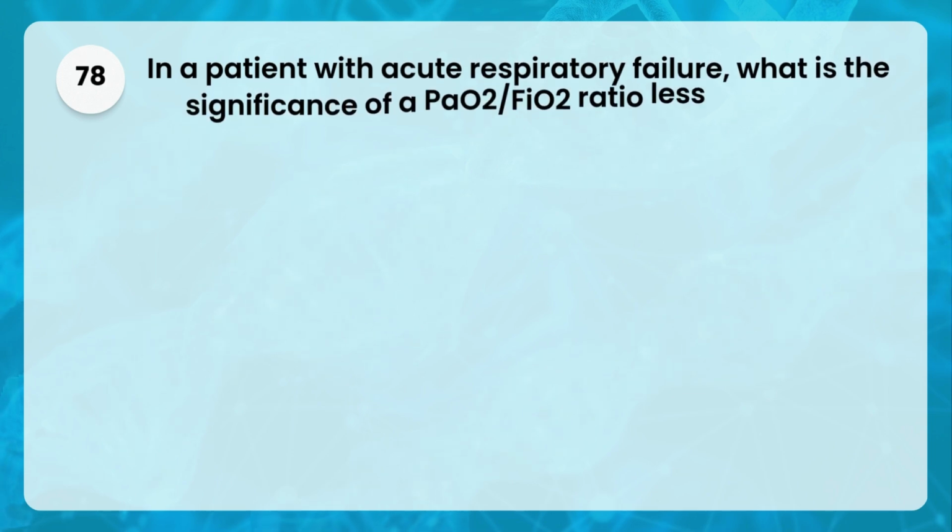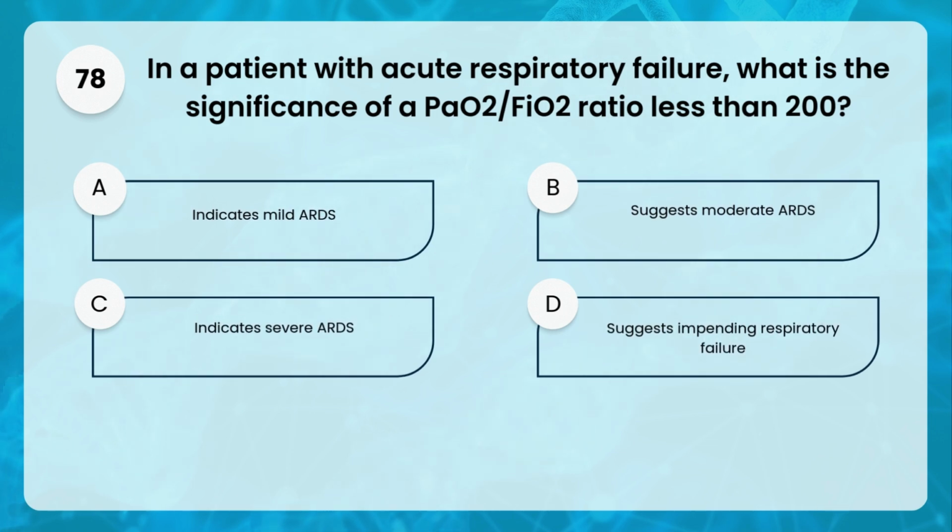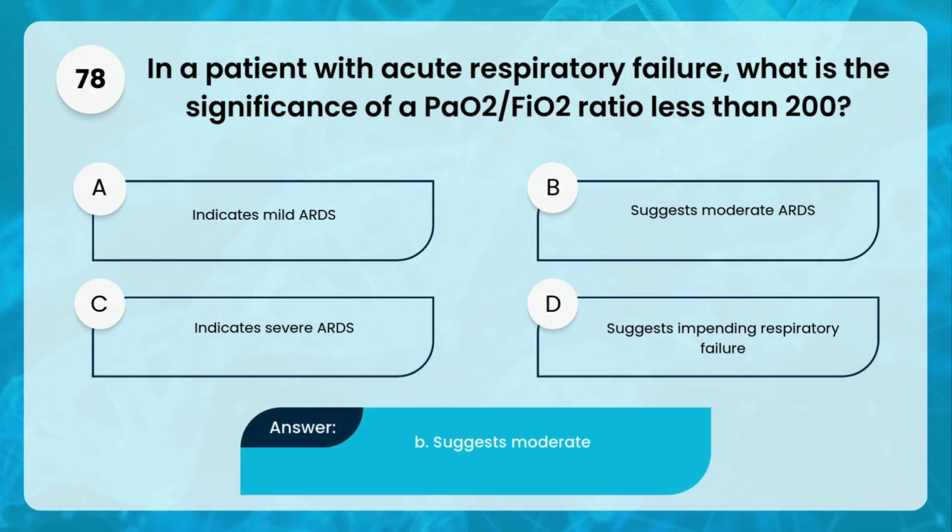78. In a patient with acute respiratory failure, what is the significance of a PaO2/FiO2 ratio less than 200? A. Indicates mild ARDS. B. Suggests moderate ARDS. C. Indicates severe ARDS. Or D. Suggests impending respiratory failure. The answer is B. Suggests moderate ARDS.